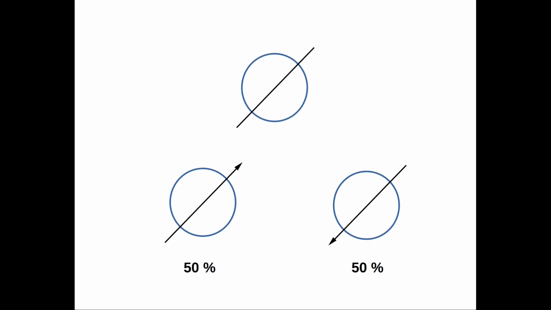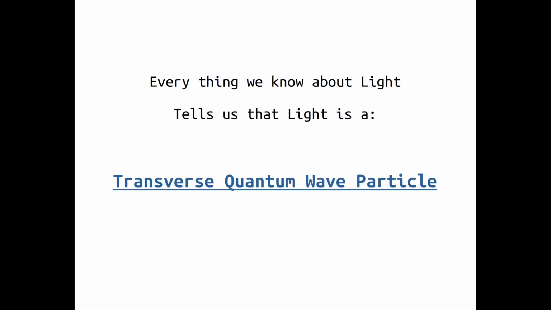Now that we have this new physical theory, how does that translate into physical reality? Where can we see these arrows of polarity? How do we reconcile this new model with physical properties? Well, everything we know about light, everything, tells us that light is a transverse quantum wave particle. That's a combination of the terms transverse wave and quantum particle. And the best way to understand transverse quantum wave particles is to create them and see how they behave.